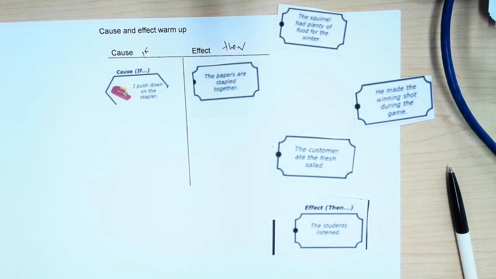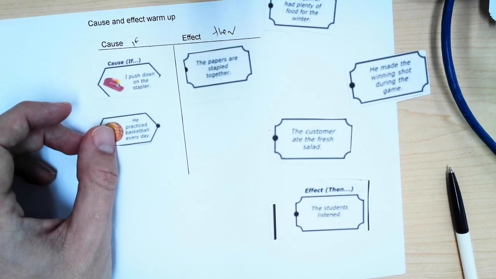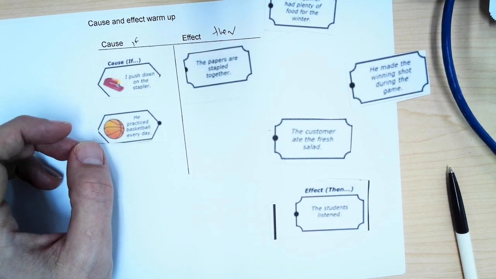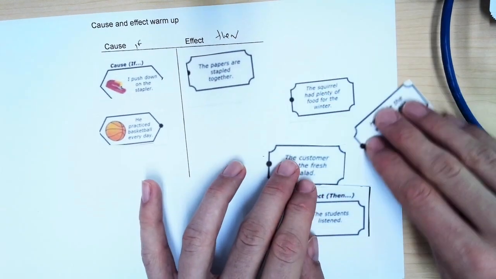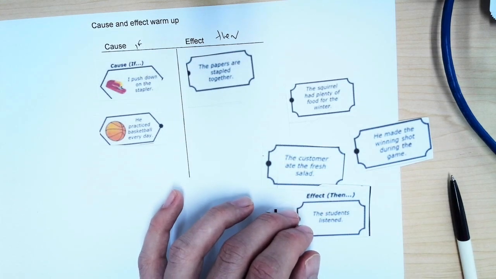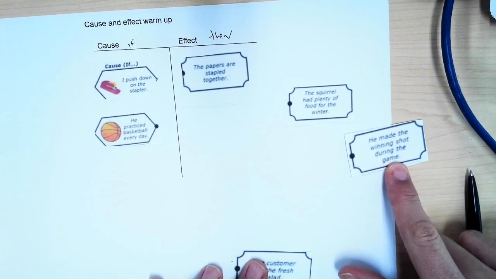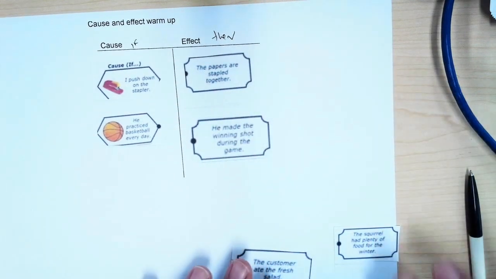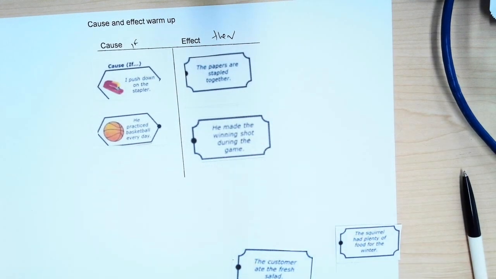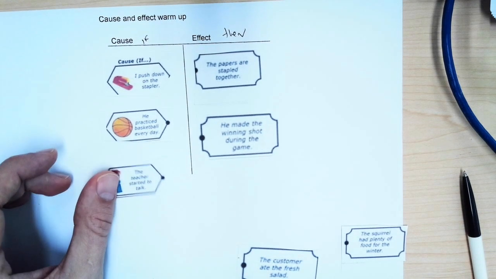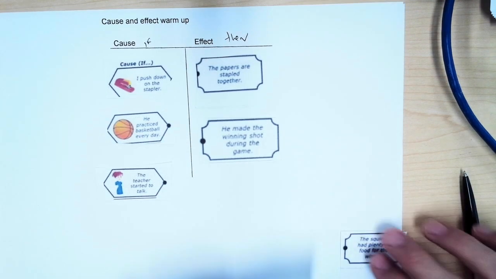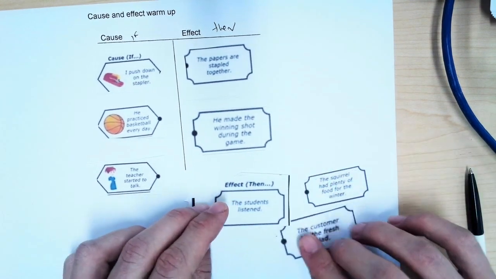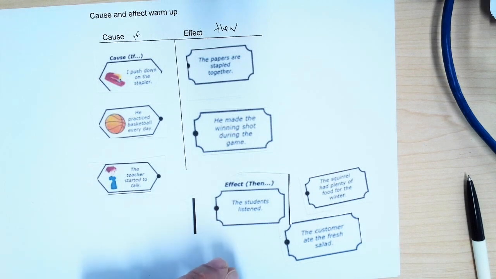Let me give you another cause here. What does this say? So take a minute, copy this down into your notebook. He practiced basketball every day. What do you think out of these choices here would be the effect? He made the game-winning shot. Let's look at another one. The teacher started to talk. Out of these three, which one do you think would be the effect? The students started to listen.